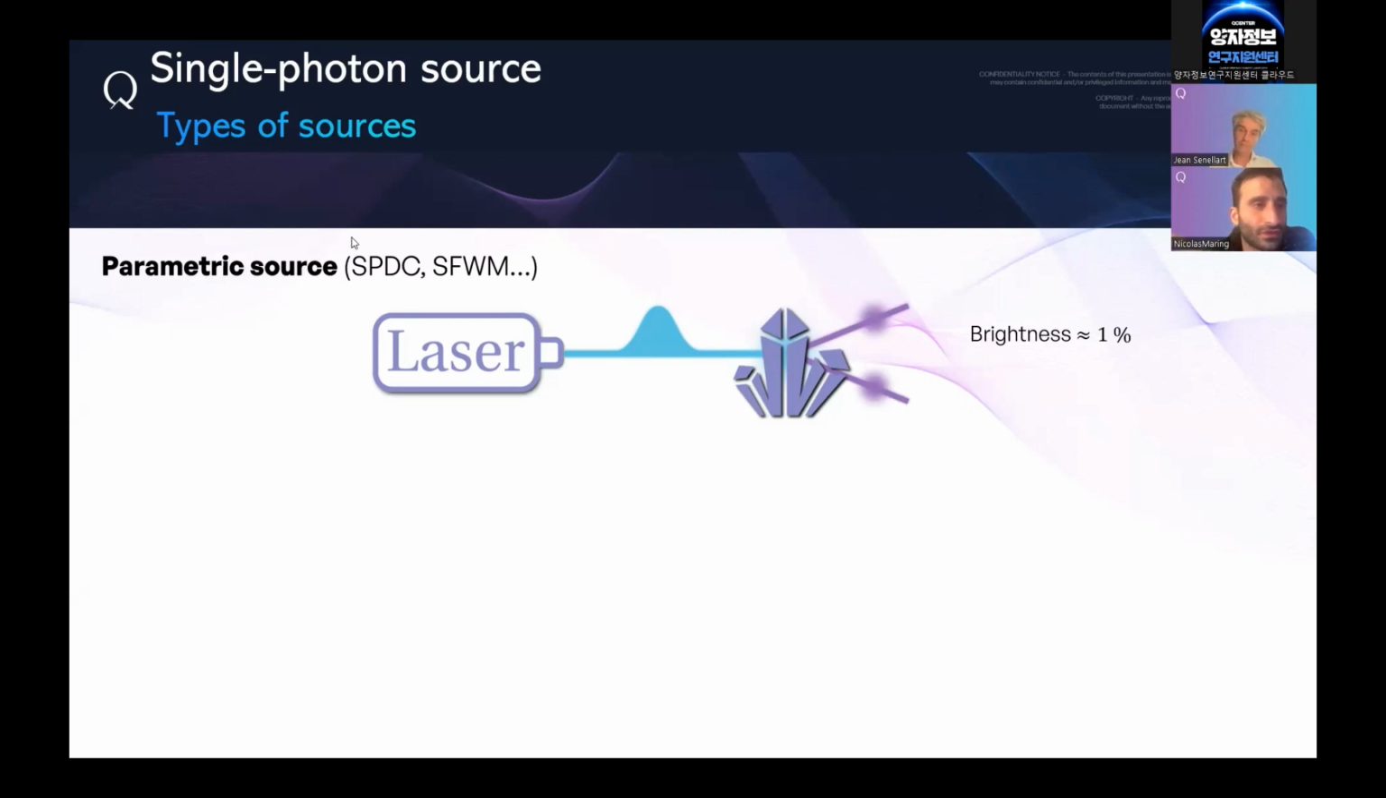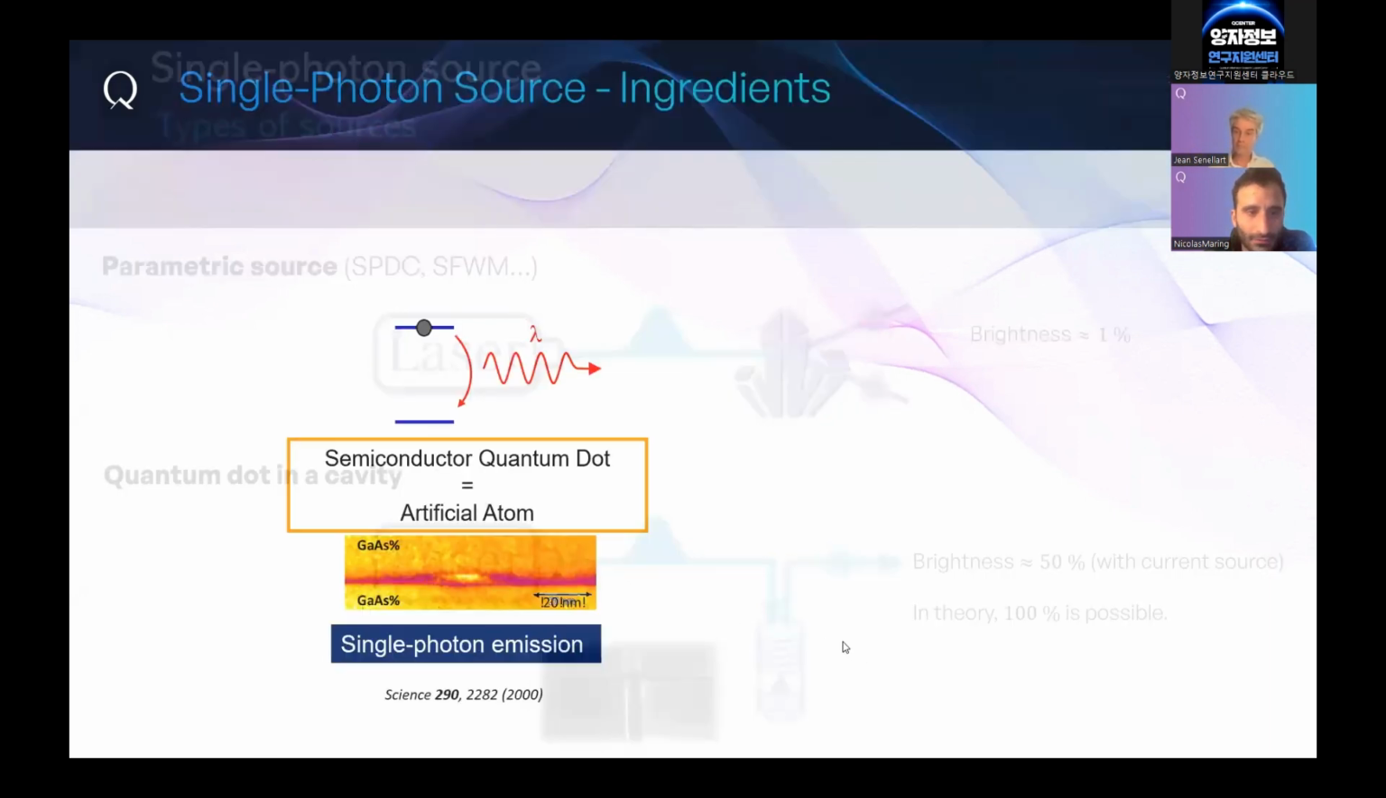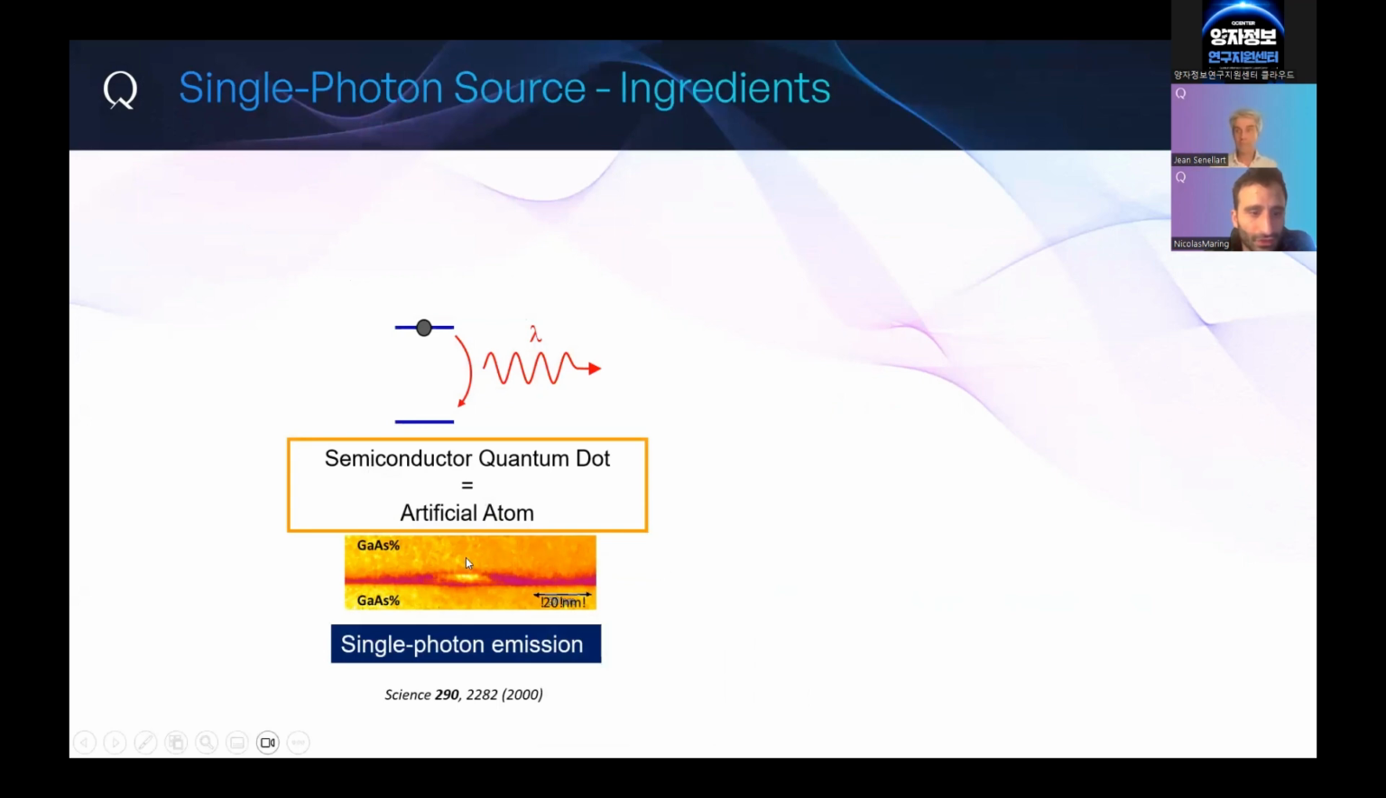And so what we use is another type of source. It is single emitter sources. In our case, a quantum dot in an optical cavity. And there, these sources are said to be deterministic because, in principle, when we ask for a photon, we can emit one. In particular, what we use is indium gallium arsenide quantum dots.